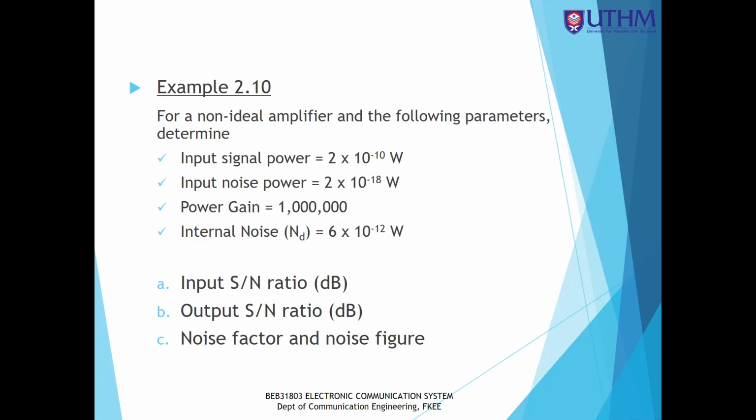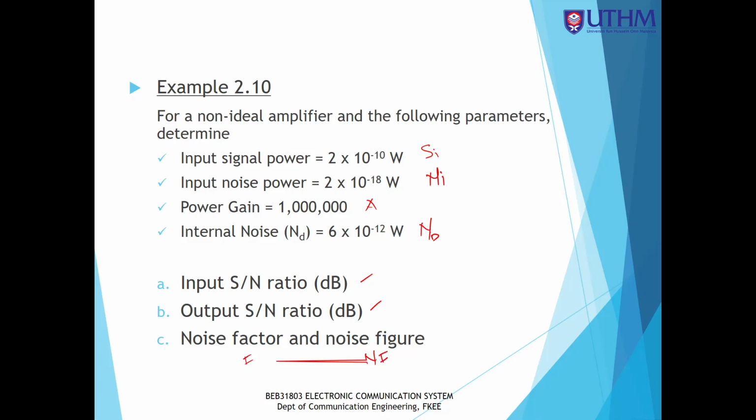Okay, example 2.10. For a non-ideal amplifier and the following parameters. So you are given input signal power S_I, given input noise power N_I, you are given A, you are given N_D. Find the SNR in terms of dB, output SNR dB, noise factor and noise figure NF.